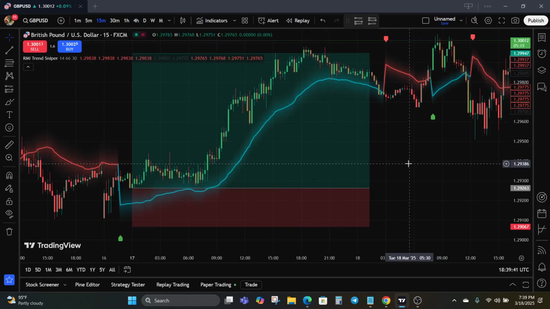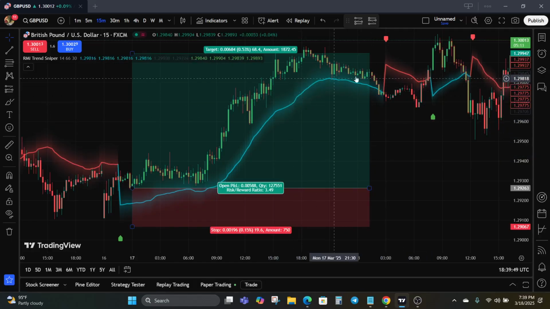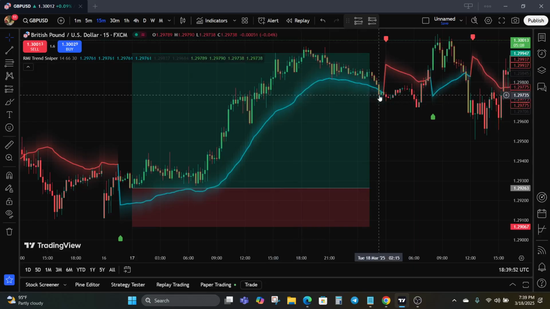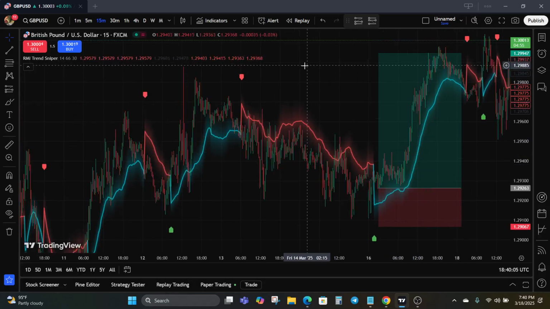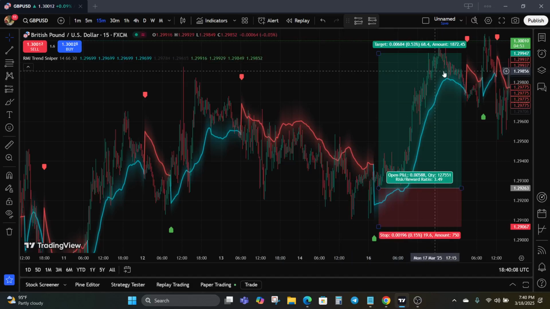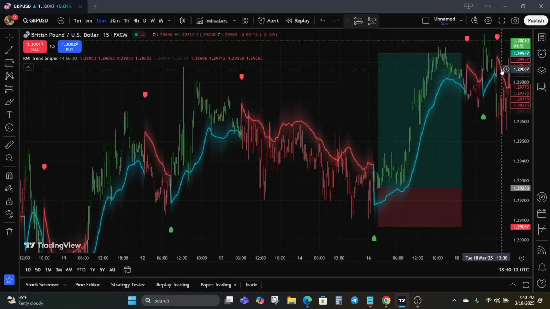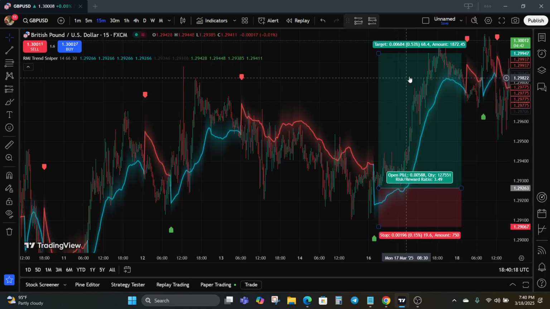Or if you want a particular signal to determine your exit, then you can wait for the color of this moving average, this RMI Trend Sniper moving average, to change to red. So once the indicator changes to red, then you can manually exit your buy trade. But if you want a more automated exit, which means just set a take profit and leave the charts, you can set to take profit at resistance zones.